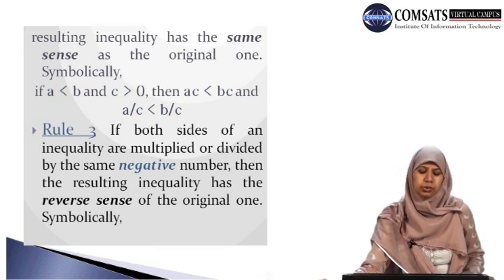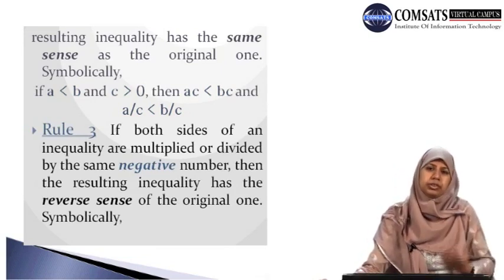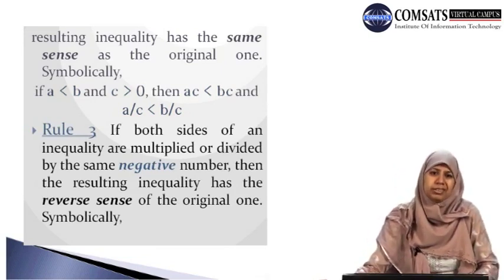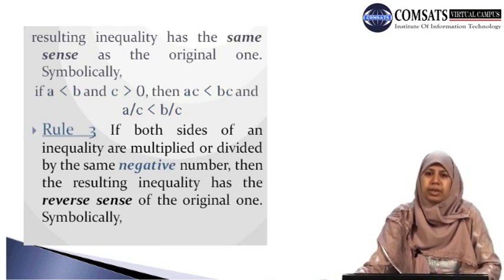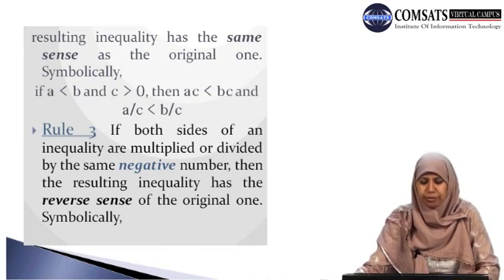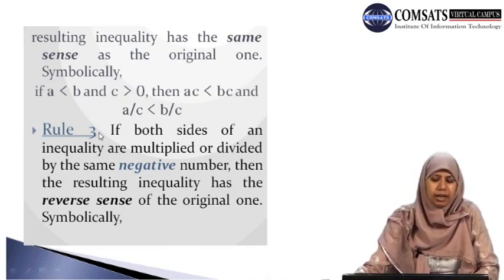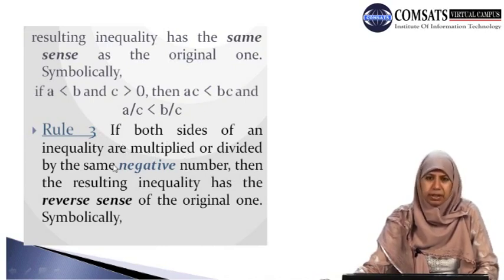Now we have our third rule. The natural question arises: what happens when we multiply or divide our inequality with a negative number, because in rule 2 we focused only on positive numbers. So rule 3 says that if both sides of an inequality are multiplied or divided by the same negative number, then the resulting inequality has the reverse sense of the original one.